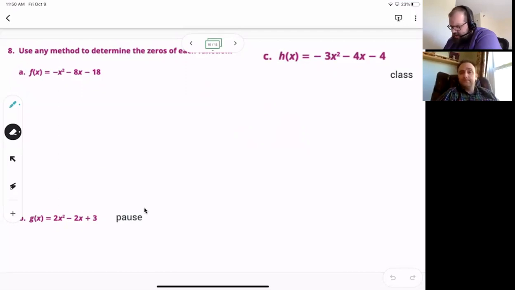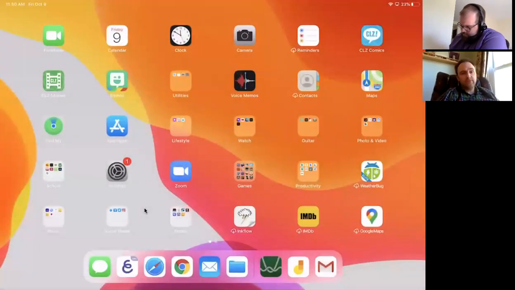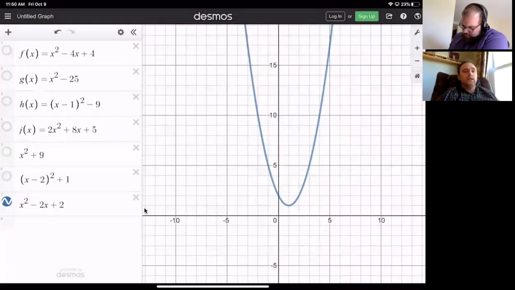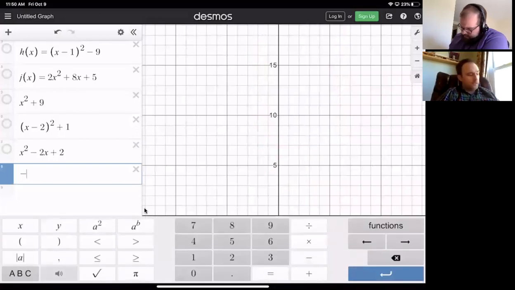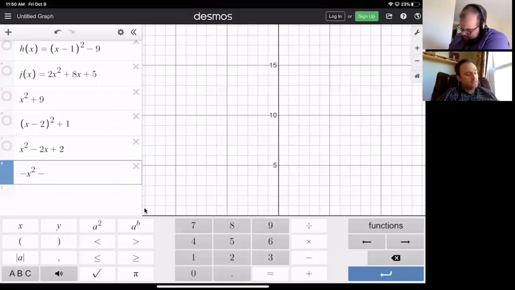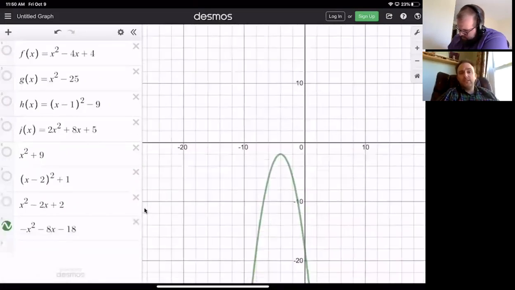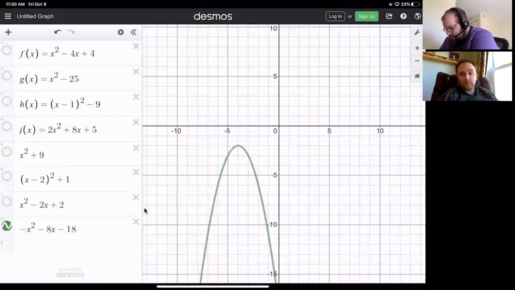Would that be a good time to go to Desmos first? Yeah, so I would go to Desmos and see if they have real zeros or not. Negative x squared minus 8x minus 18. And it just disappears. So that means we do not have real solutions because we're below the x-axis now. And so we're going to have to do some work to figure out what the solutions of this problem are.